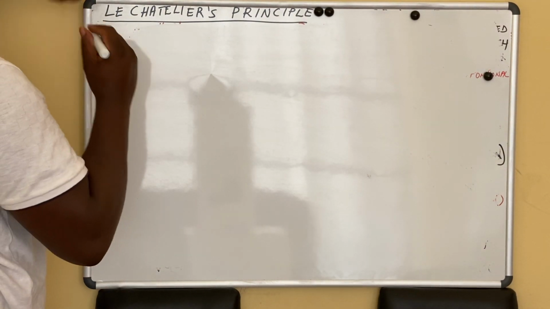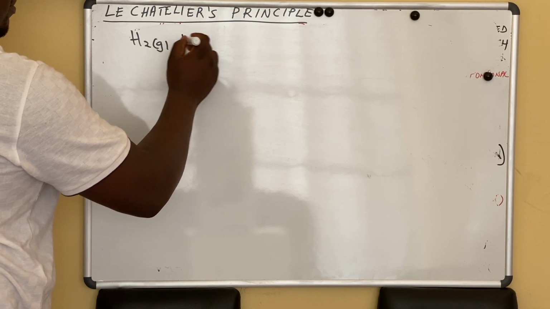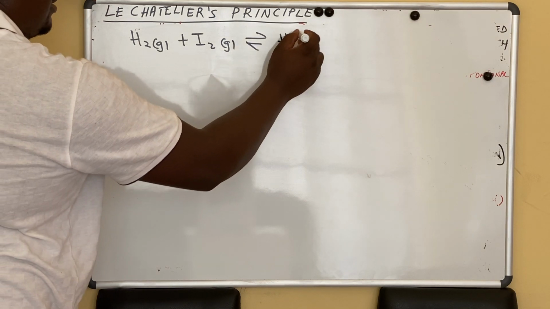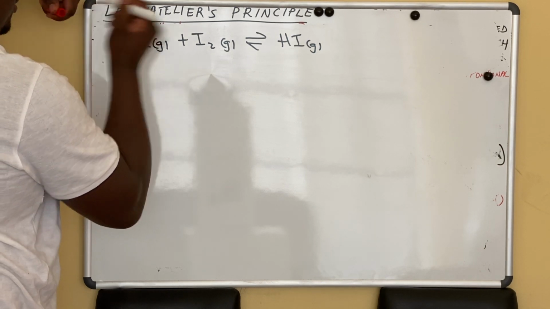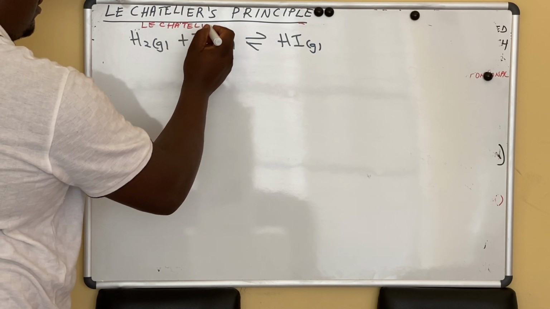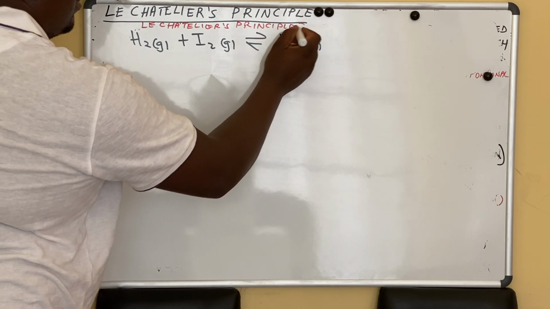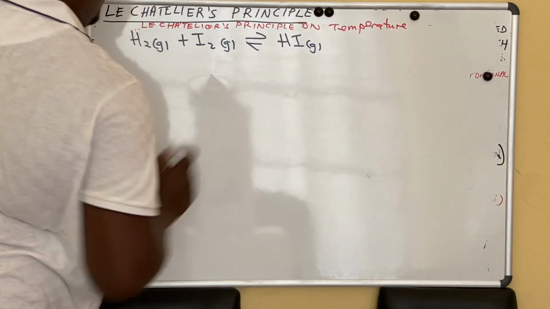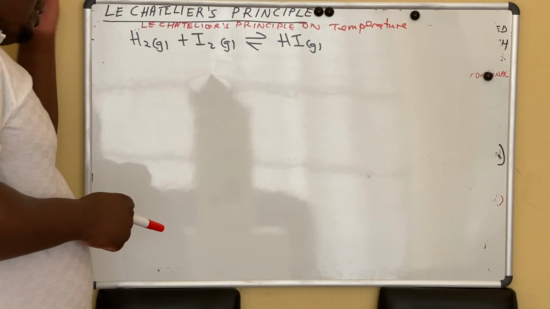Let us use hydrogen gas plus iodine gas to produce hydrogen iodide gas. So here we are saying this is Le Chatelier's principle on temperature. Okay, so that is Le Chatelier's principle on temperature. So we are having that situation there.